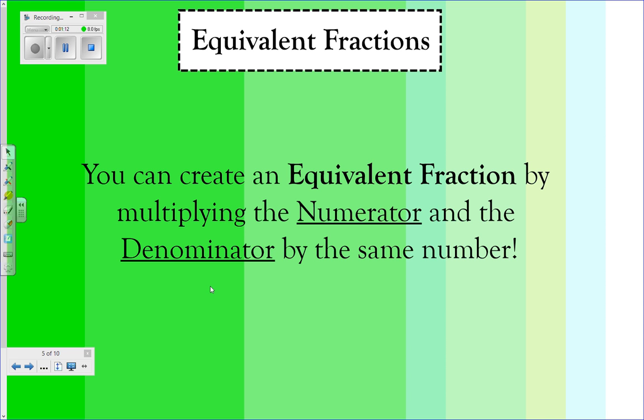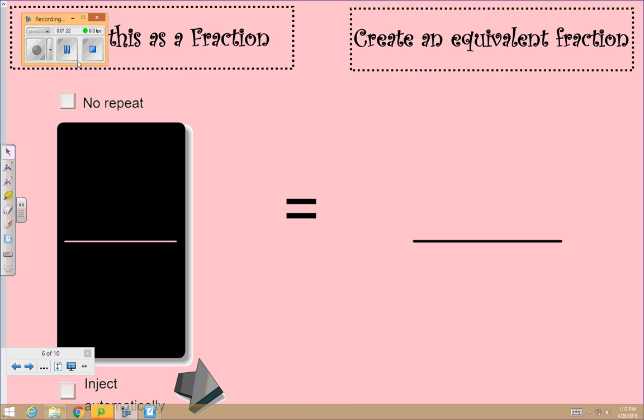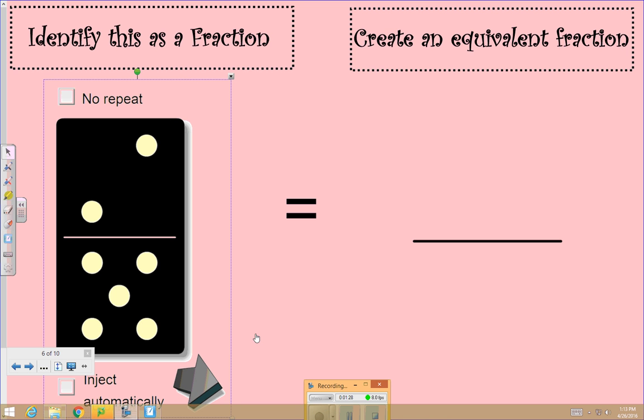So for equivalent fractions, you can create one by multiplying the numerator and the denominator by the same number. It has to be the same number. So we can just click this, and can someone come up and tell me what fraction this is and say an equivalent fraction with it?